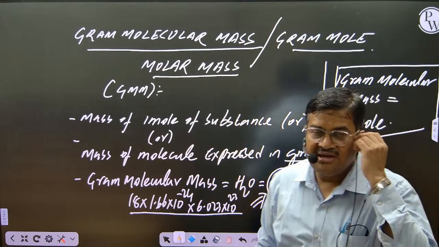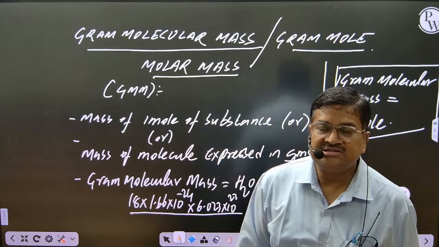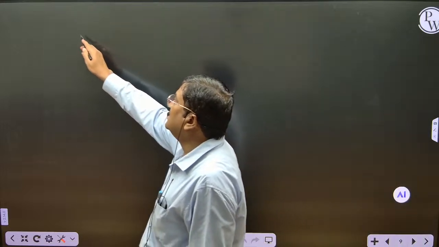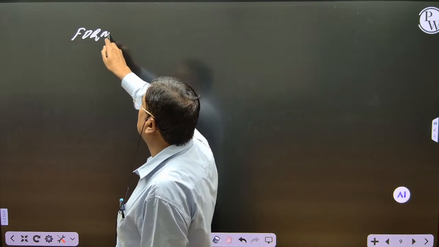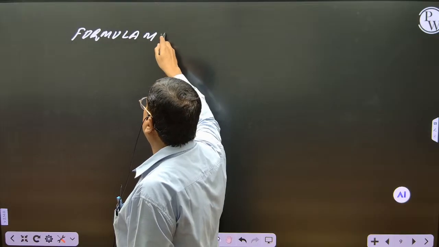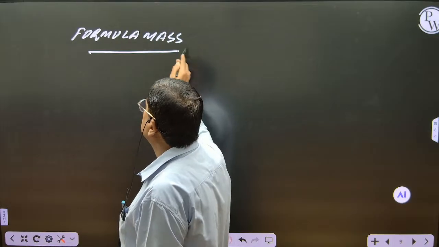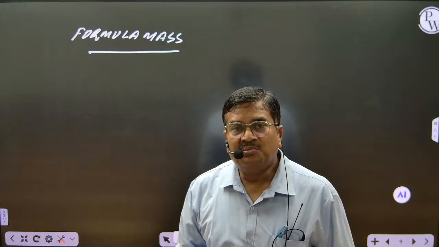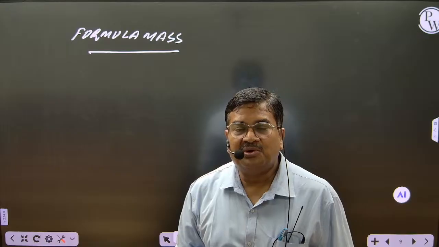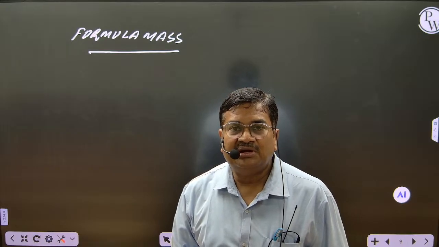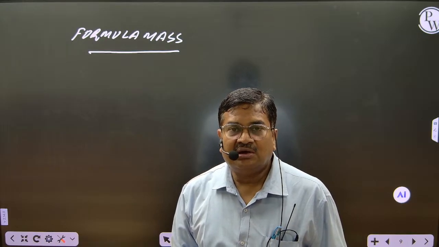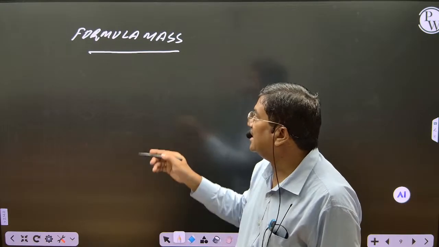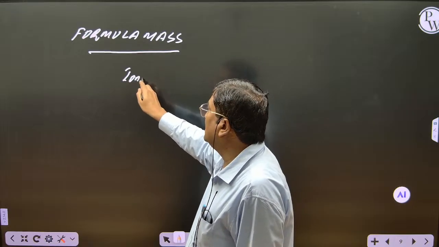Clear, student? Now write the next heading, formula mass. Now see, this is formula mass. Might be you studied in 10th standard, compounds will be of two types: ionic compound and covalent compound. Did you hear that in lower class? Ionic compound, for example, I take sodium chloride. You know, sodium chloride is an ionic compound. Getting the idea of what I'm saying?